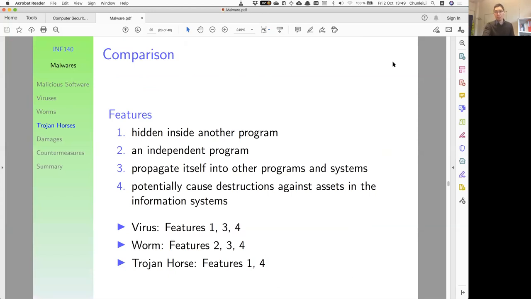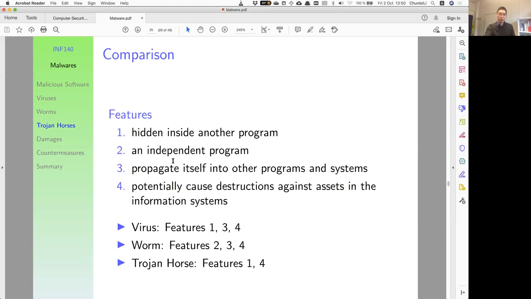These are some of the examples of this malware, and I have been focusing on the computer virus, computer worms, and also Trojan horse. I give more time to them because they are the early examples of malware, and they have more recognizable features. Right? The first, they have several features: hidden inside another program.